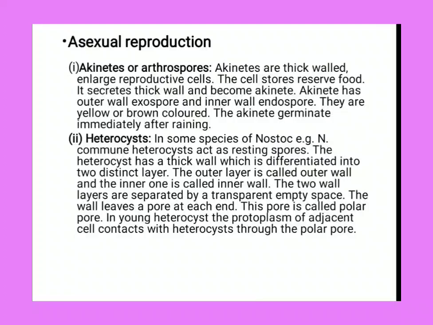There are heterocysts in some species of Nostoc. For example, in Nostoc commune, heterocysts act as resting spores. They have two distinct layers, the outer wall and the inner wall. The two wall layers are separated by a transparent empty space. The wall leaves a pore at each end, and this pore is called the polar pore. In a young heterocyst, the protoplasm of adjacent cells is in contact through the polar pore.